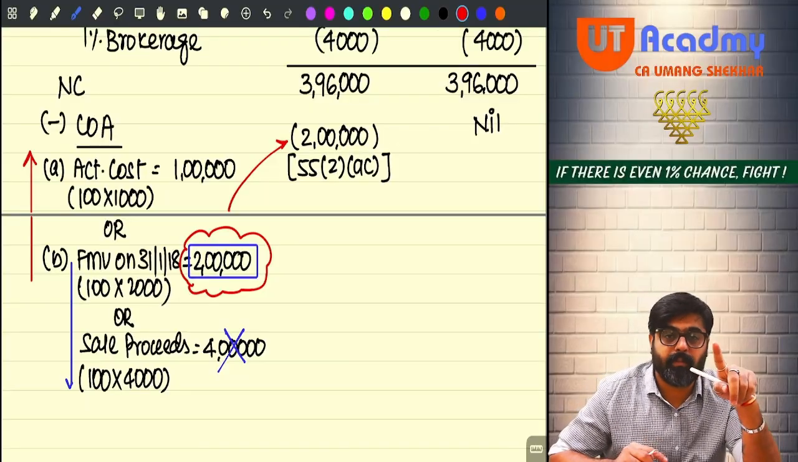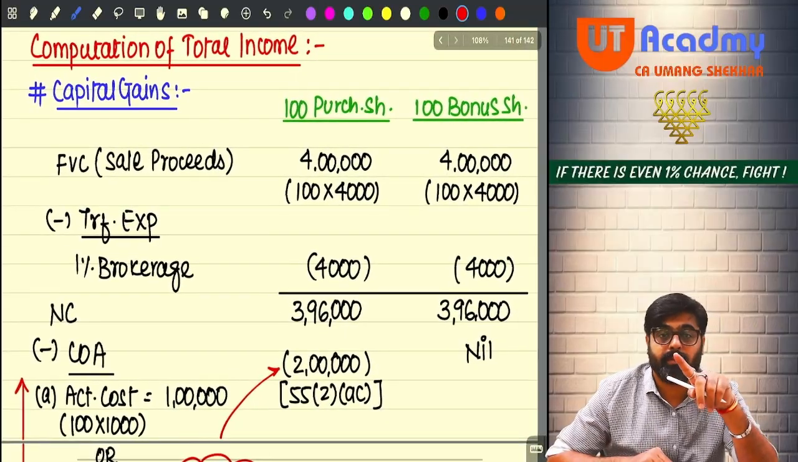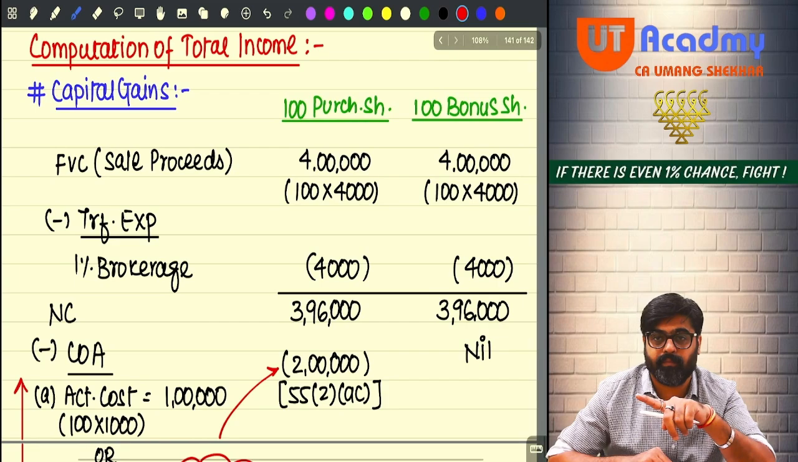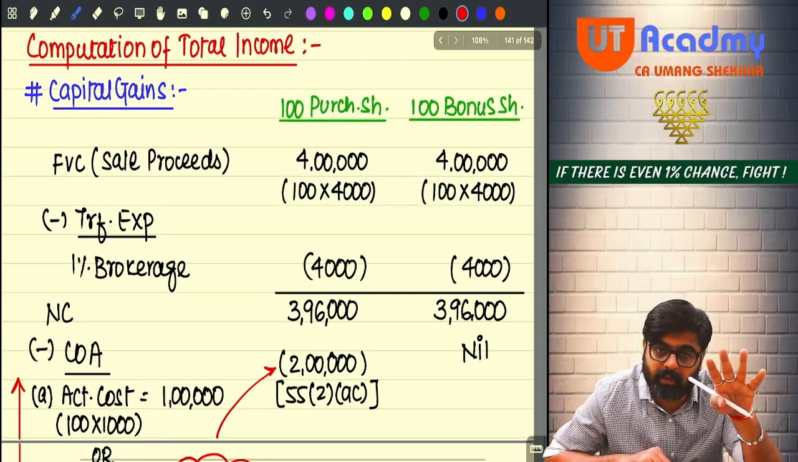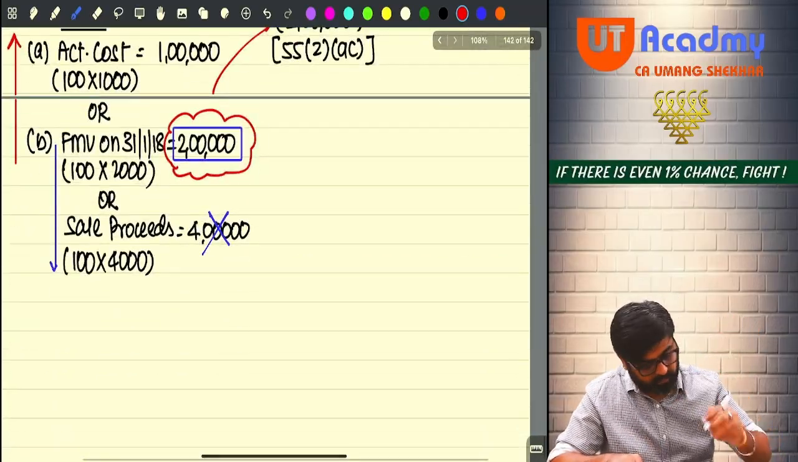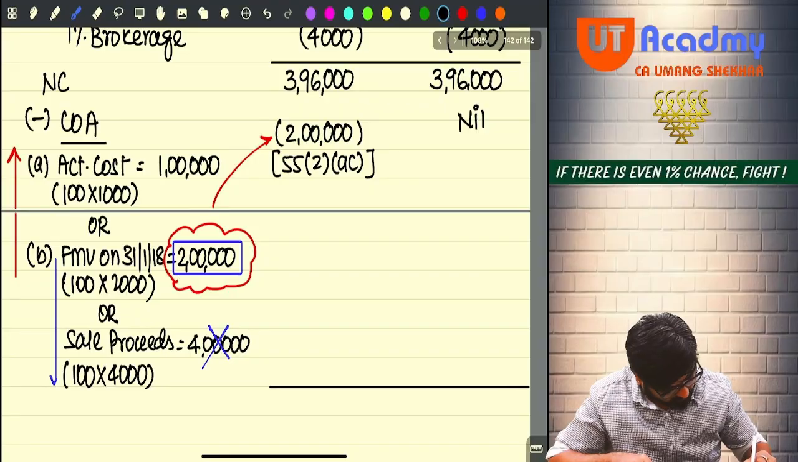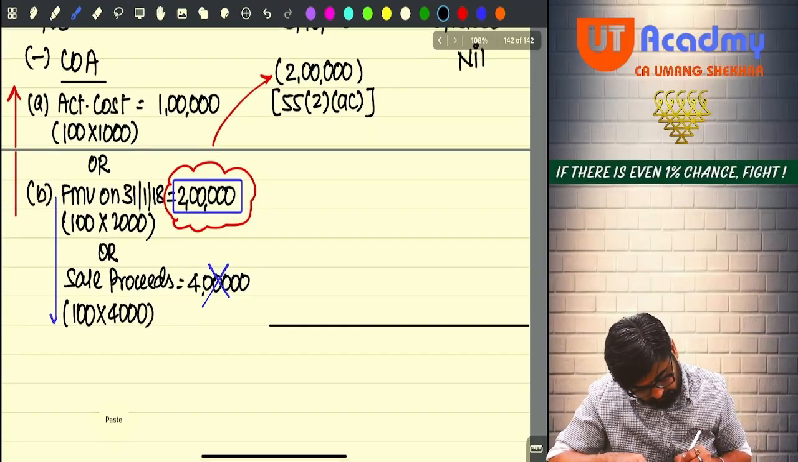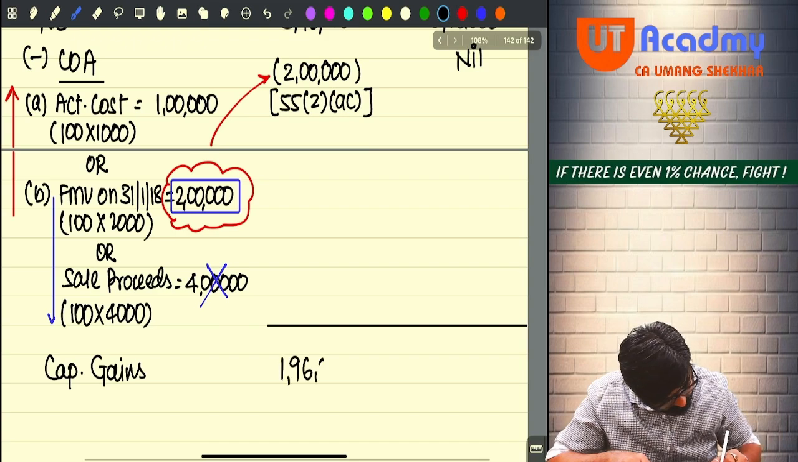Very good. Now remember, even if I am calculating the long-term gain for these 100 shares, long-term gain is calculated under section 112A. Long-term gain is calculated under section 112A. No indexation will be available in the cost. Okay, no? Will you remember this? Very good, sir. So, what will be my capital gains? Sir, capital gains here will be 1,96,000.